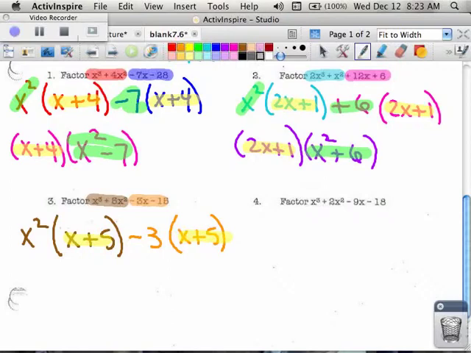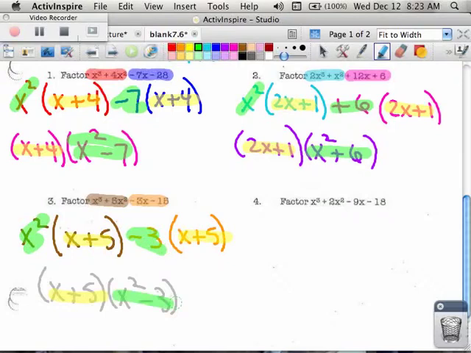So now in the end, I write down whatever I saw in that highlighted parentheses, which was the x plus 5, because that was the common factor that showed up twice. And then in the second parentheses, I write down everything else, which would be the x squared and the minus 3. So everything else that didn't go in the parentheses is now in that second parentheses. Okay, I want you guys to try number 4.